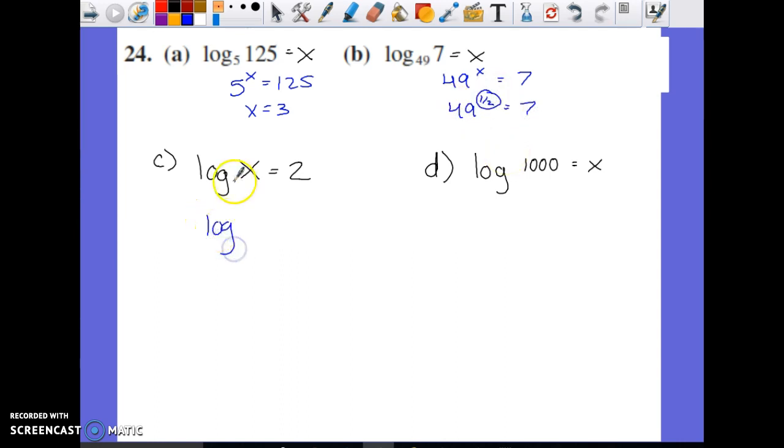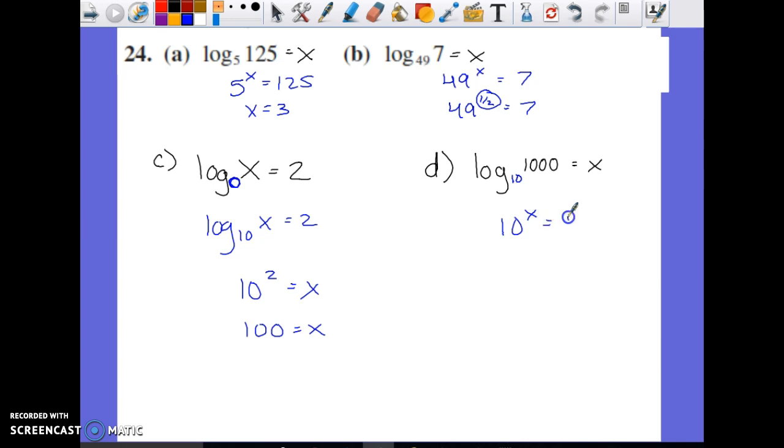Log. There ain't no stinking number here. What does that mean? Well, it means that it's 10. So I can rewrite this as log base 10 equals 2. 10 to the 2 equals x. 10 squared is 100. And another one where I'm assuming that this is 10. So that's just the way it is.